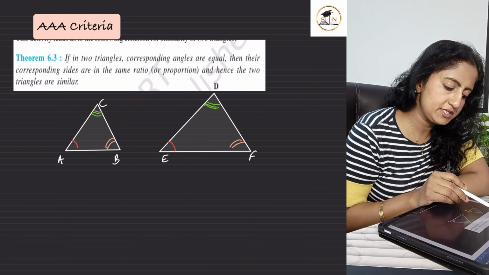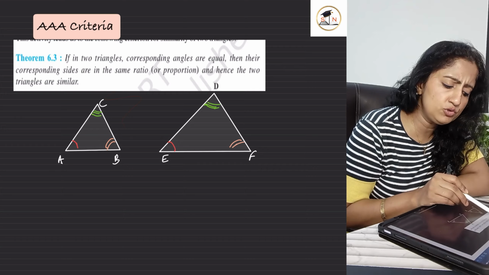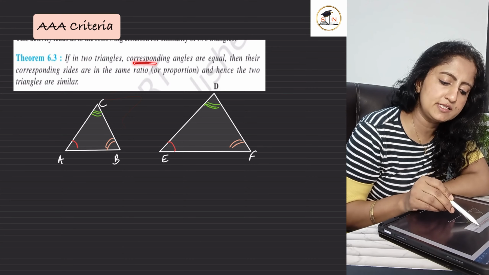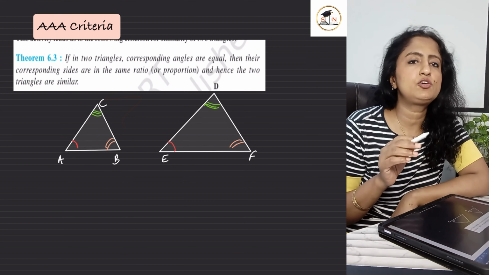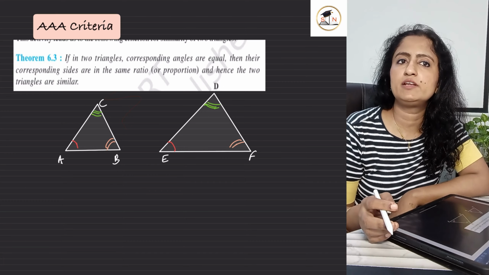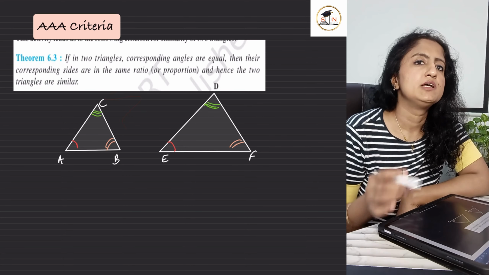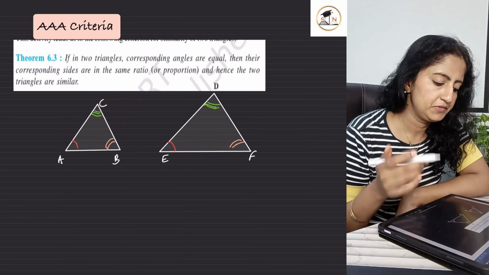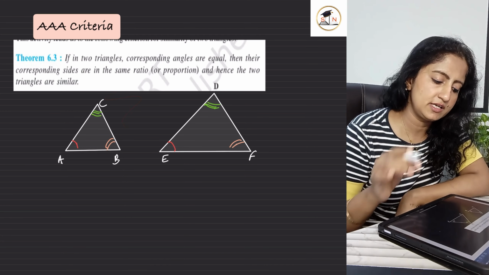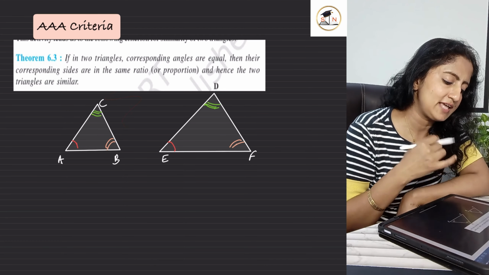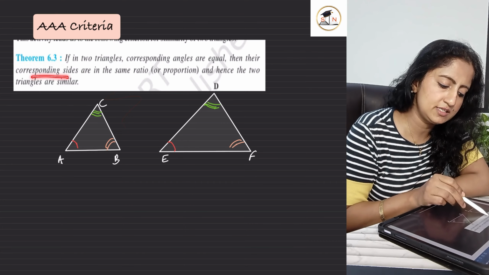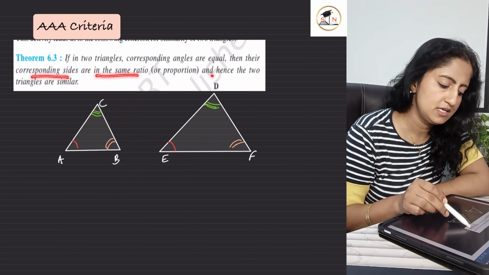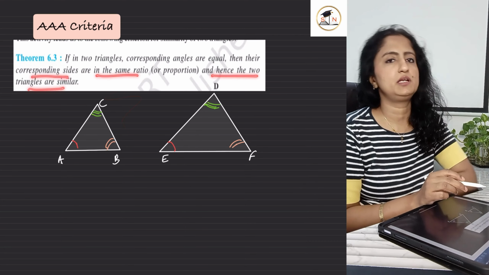Let's read the theorem based on it. If in two triangles, corresponding angles are equal, okay, they have said corresponding angles. They haven't given any count over here, right? So that means they are talking about all the three angles together. So all the three corresponding angles are equal. Then their sides, the corresponding sides are in the same ratio, and hence the two triangles are similar.